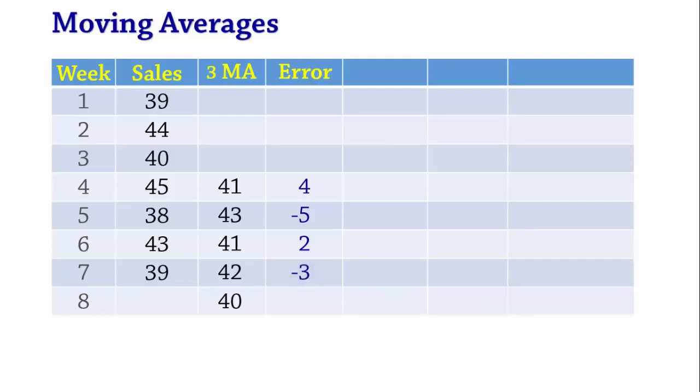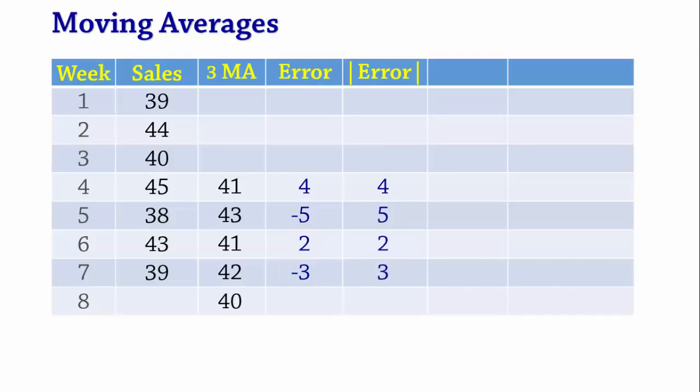Next, we calculate the mean absolute deviation or error. Note that error and deviation are used interchangeably. The two bars around error here denote absolute values. That is, return a positive value whether the original value is positive or negative. So the absolute value of 4 is 4, the absolute value of negative 5 is 5, for 2 it is 2, and for negative 3 it is 3.